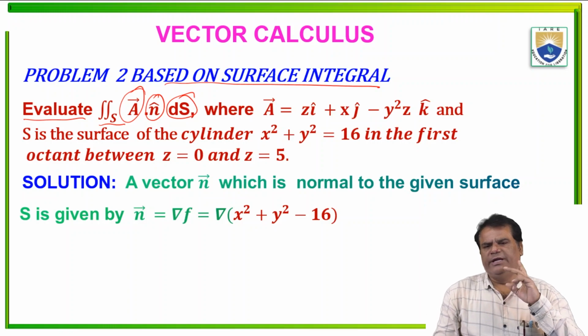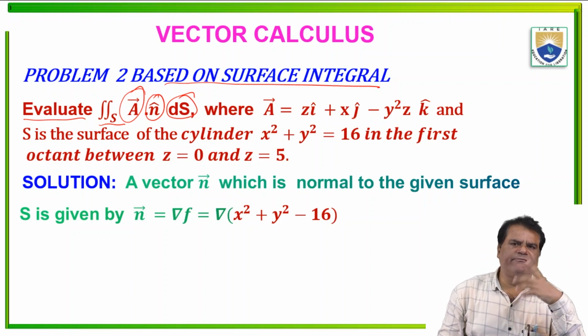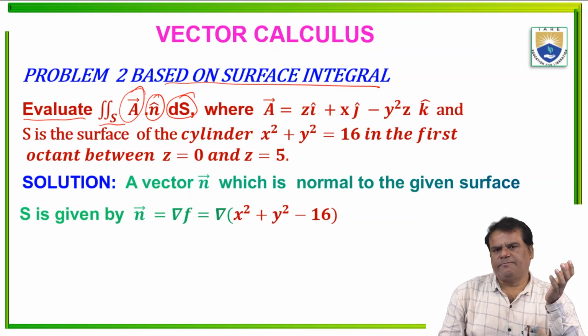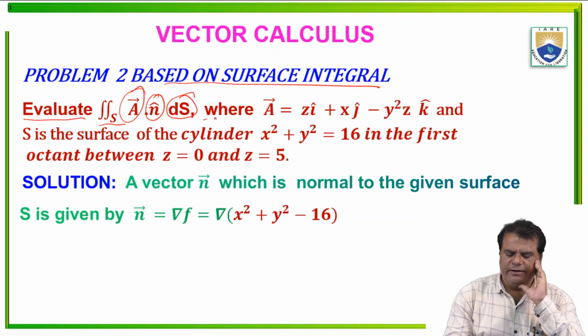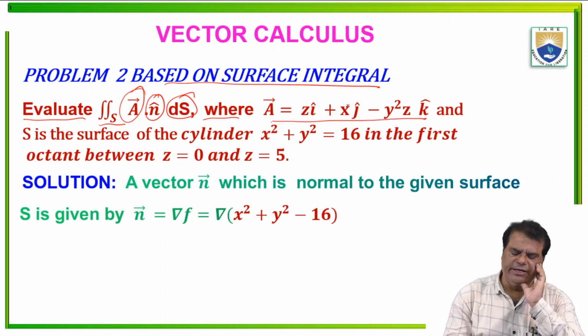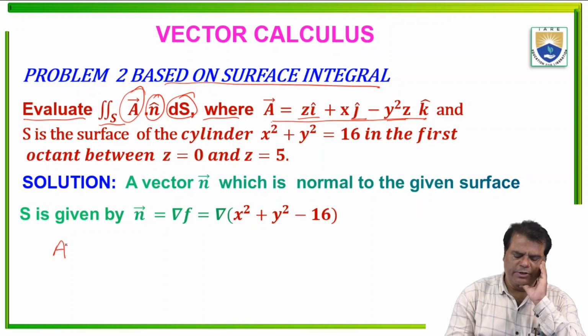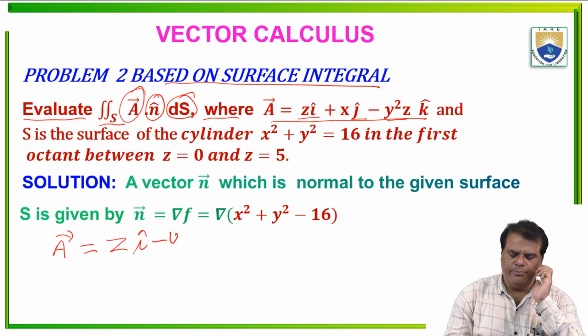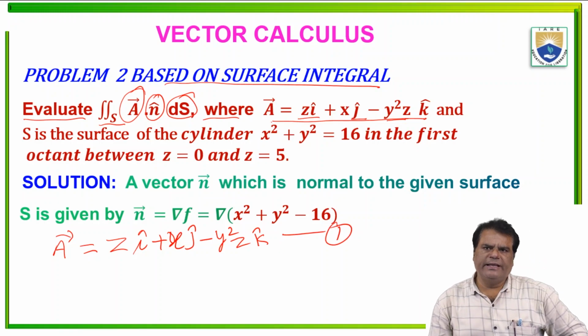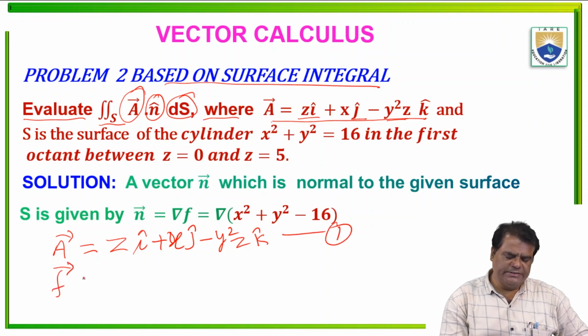Only two values we have to find here, n cap. How can we find n cap? And ds. What is the area of surface, ds? Where A is given in our question: A equals z i plus x j minus y square z k. This A is given here, zi cap plus xj cap minus y square zk cap. This equation is given. Vector A is given and surface is also given.